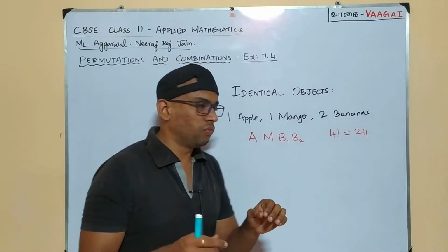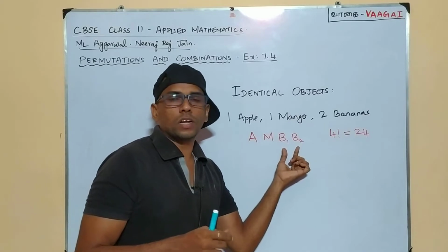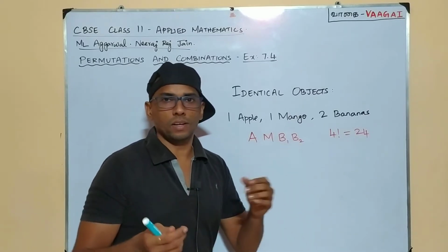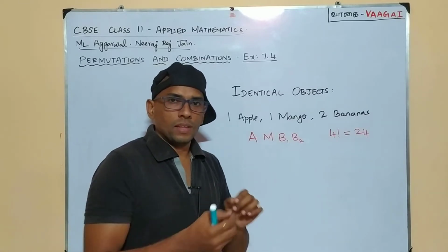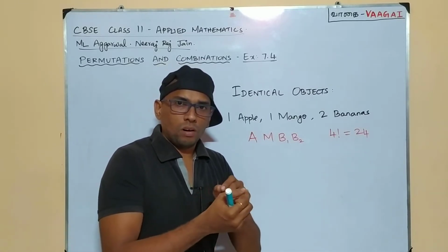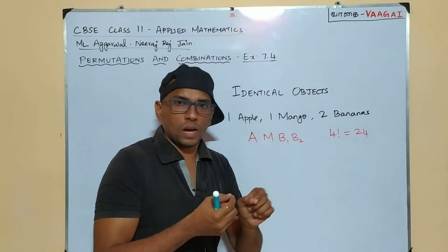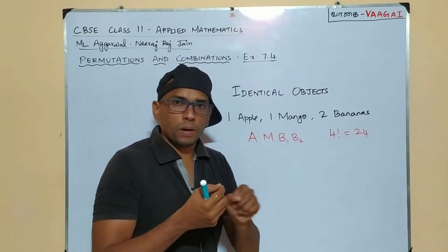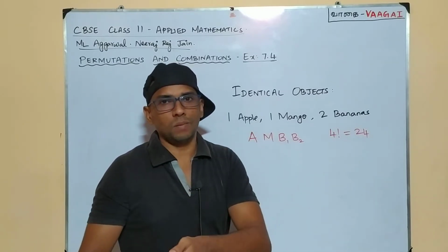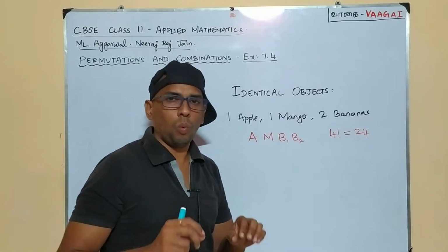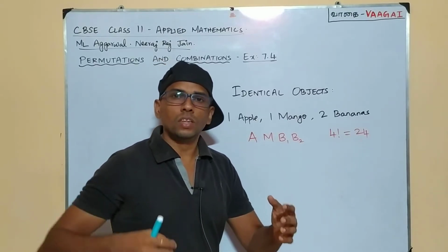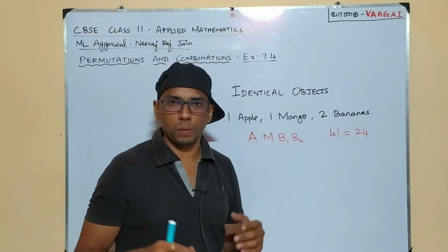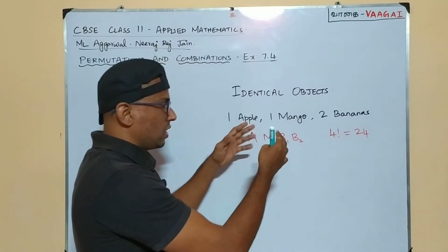Now, what if these 2 bananas are considered to be identical? Identical means both of them look alike. I mean, the order in which we arrange those 2 bananas will not disturb the overall arrangement. What if we have a condition in that manner? Then what approach should we take to solve the problem? That is what we are going to see here.